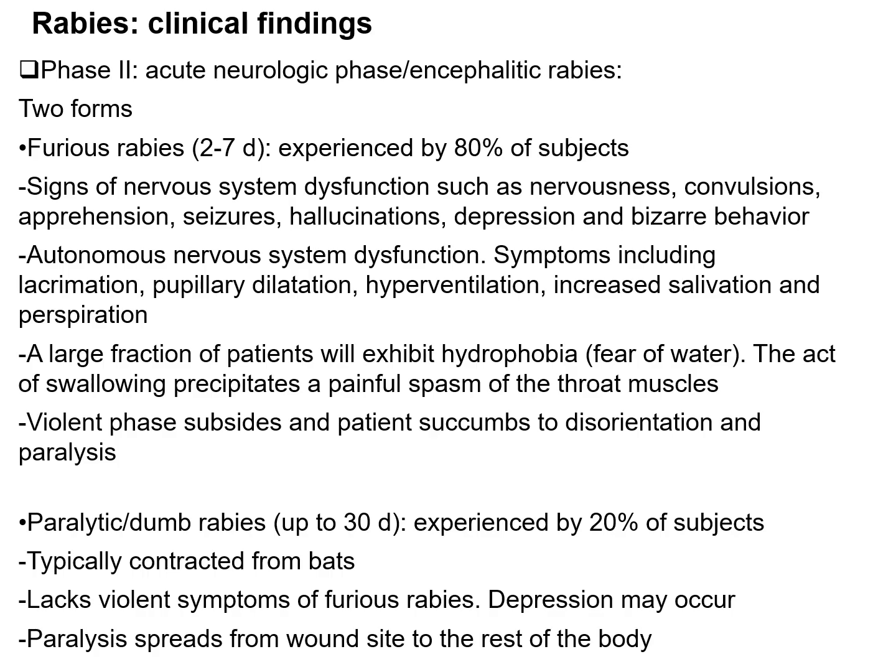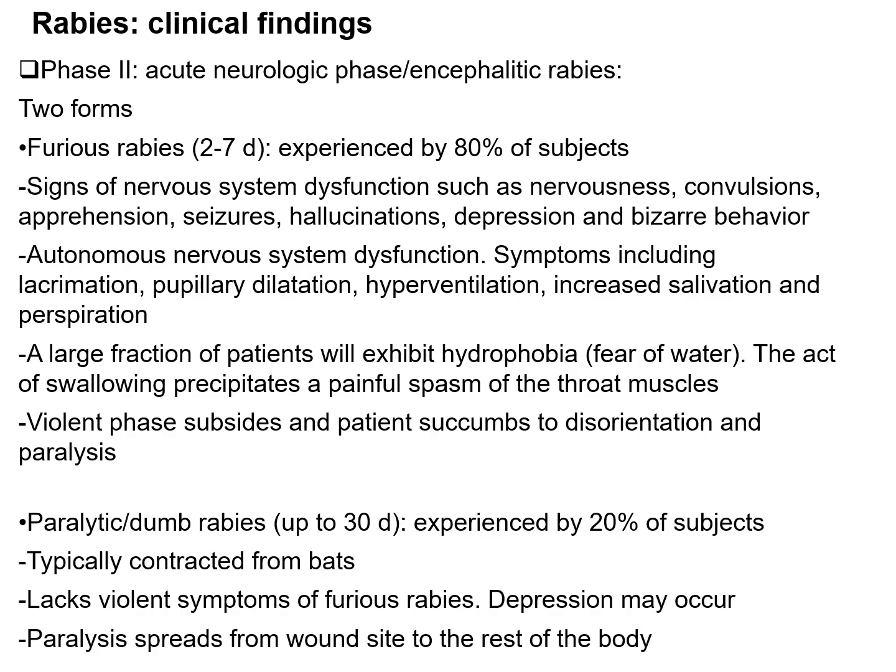Now, if the person has furious rabies, you have this kind of violent phase, all of the symptoms mentioned here, but then this phase will subside and the person then will succumb to being paralyzed and disoriented.